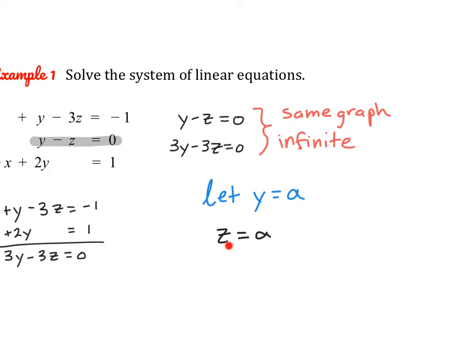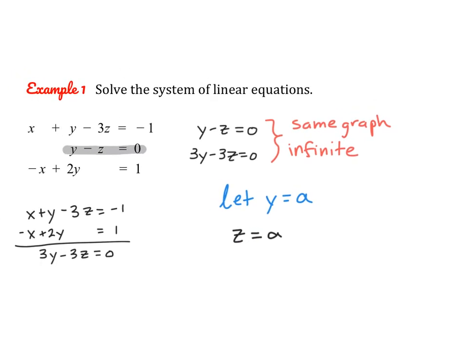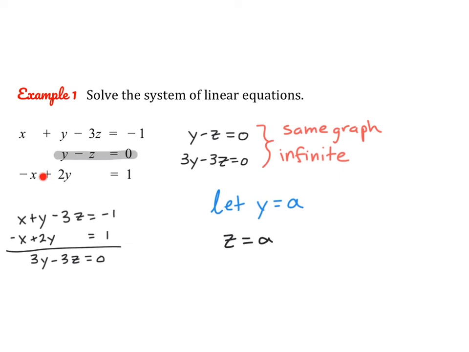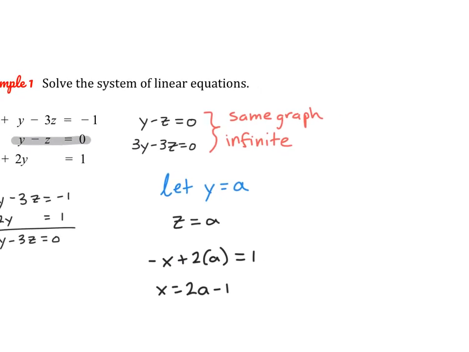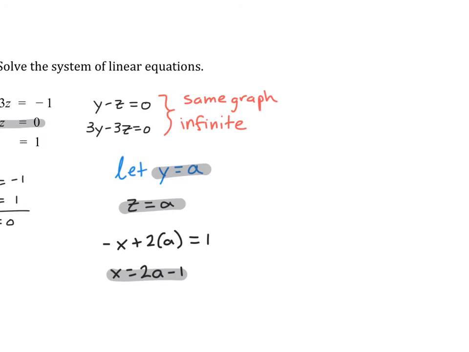Then I'm going to take those two and substitute them into my third equation, because if I substitute my y, I can find x. So I have negative x plus 2 times a, which is what we're calling y, equals 1. So x equals 2a minus 1. Now we've written all three of our variables in terms of a: y is equal to a, z is equal to a, and x equals 2a minus 1. Now we just have to write it as an ordered triple: (2a minus 1, a, a).